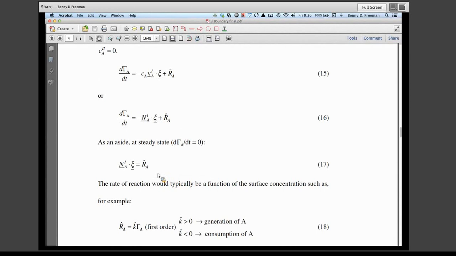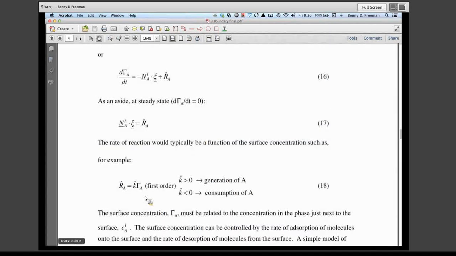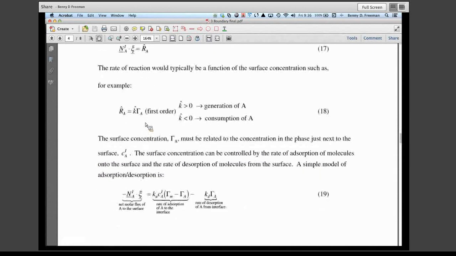phase interface was at steady state, the amount of material brought to the surface had to be equal to the reaction rate of A on the surface, and we looked at an example of first order kinetics that are shown here. You can use whatever kinetics are appropriate for the circumstance under consideration.